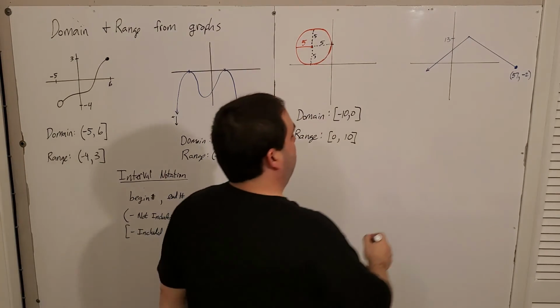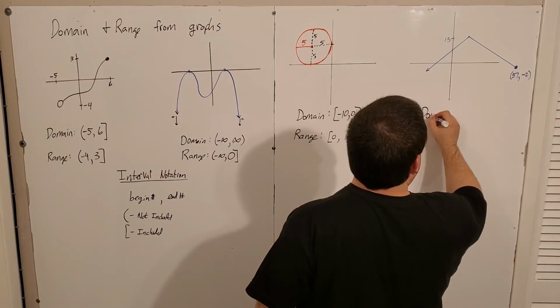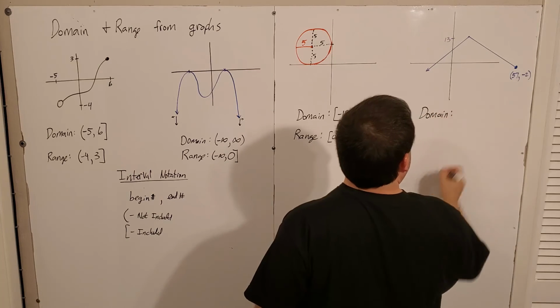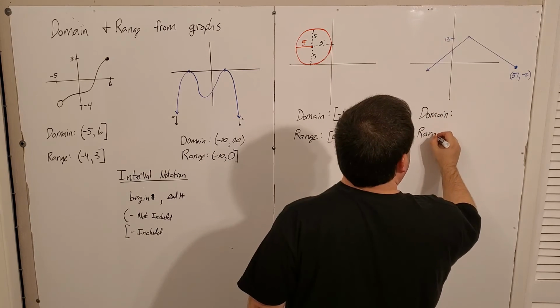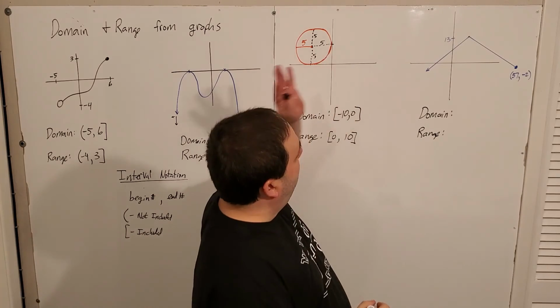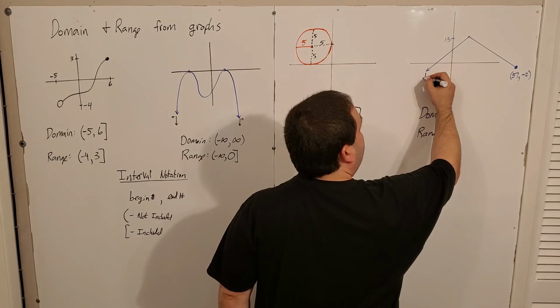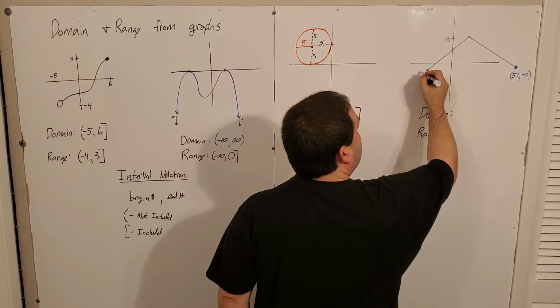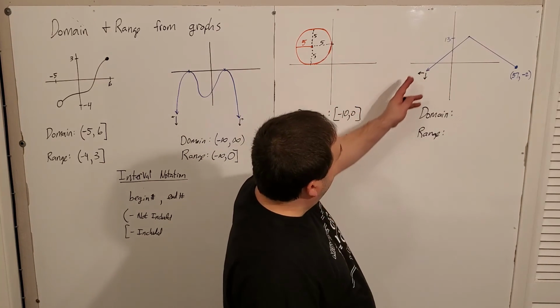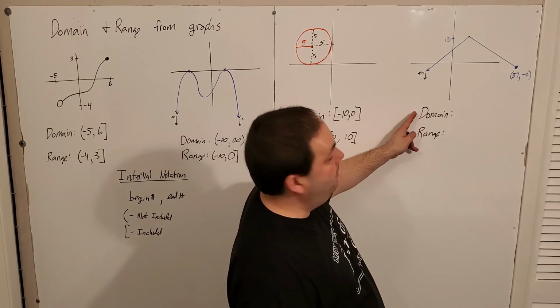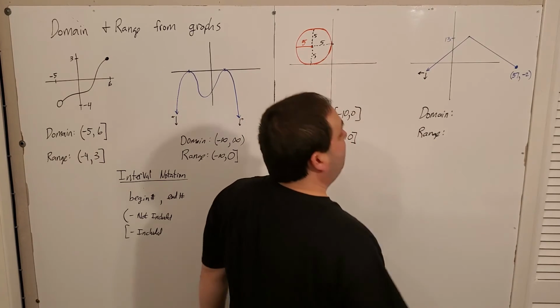One more. Domain. Range. For doing domain, we got to go left to right. Don't forget this arrow right here. It points both down and it points left. The left part I need for the domain. It's going to be negative infinity.